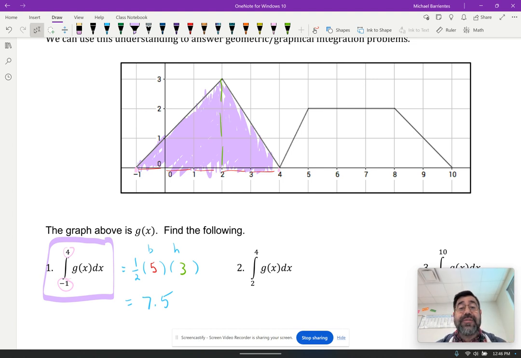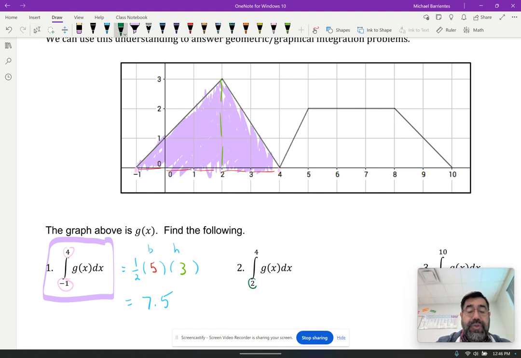Now, will integrals get more complicated? Maybe. Yes. And are they going to be more useful once we find their applications? Yes. And that's where we're headed. Okay, so that takes care of that. Can we do number 2? Can we find the integral of g of x from 2 to 4?